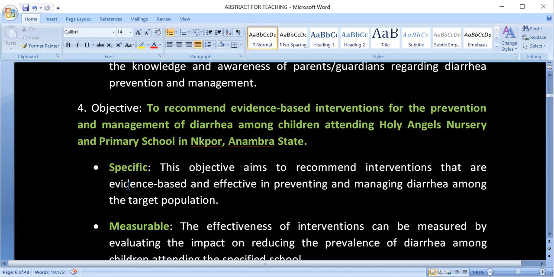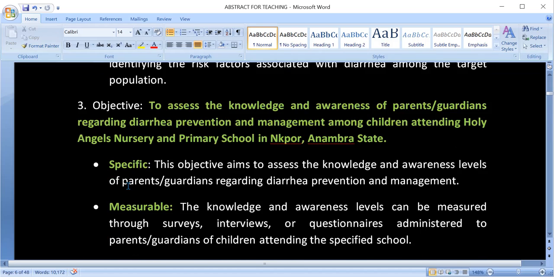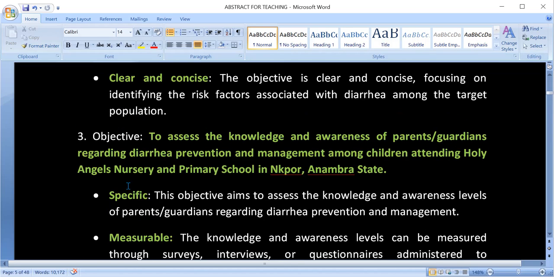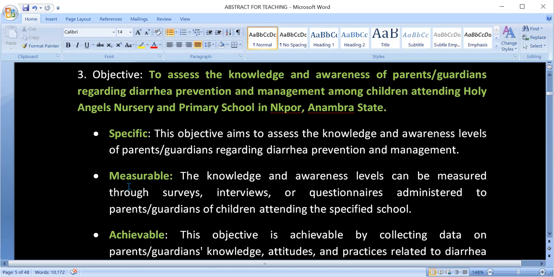Can that objective be measured? Can it be measured through interview? Can it be measured through surveys? Can it be measured through questionnaire? Like, can questions be answered? Can it still be measured through use of instruments, performance? That makes it measurable. Then if it's able to be measured, that means we can achieve something.